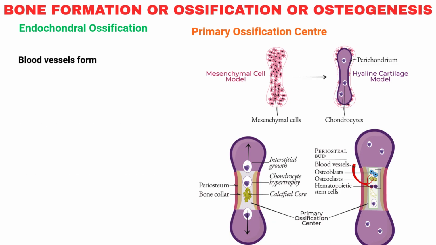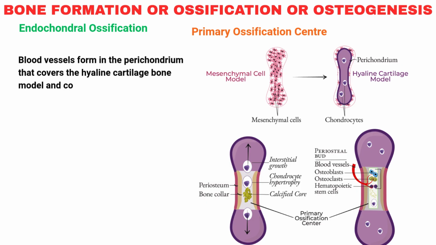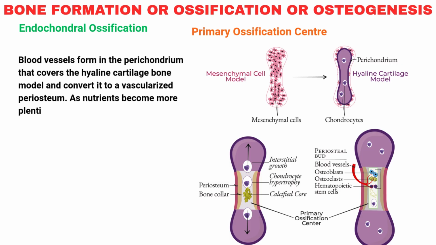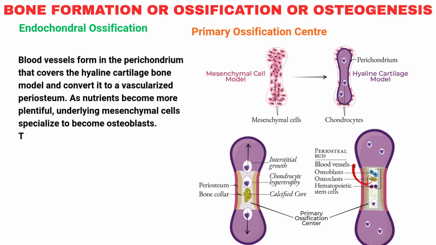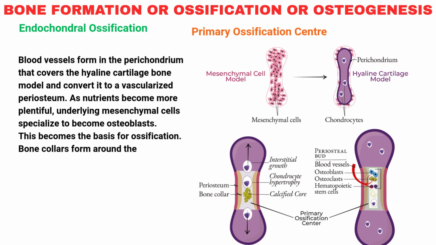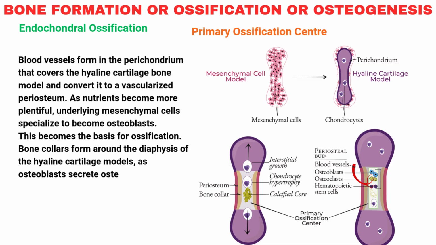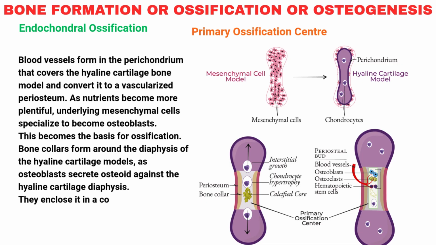Blood vessels form in the perichondrium that covers a hyaline cartilage bone model and convert it to a vascularized periosteum. As nutrients become more plentiful, underlying mesenchymal cells specialize to become osteoblasts. This becomes the basis for ossification. Bone collars form around the diaphyses of the hyaline cartilage models as osteoblasts secrete osteoid against the hyaline cartilage diaphyses. They enclose it in a collar-like structure known as the periosteal bone collar.